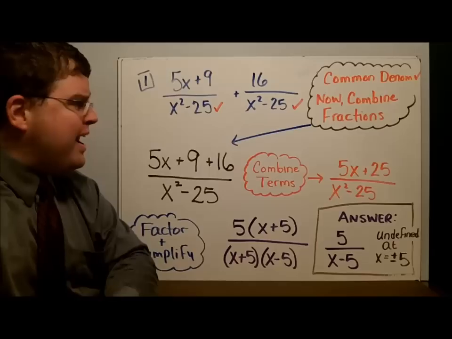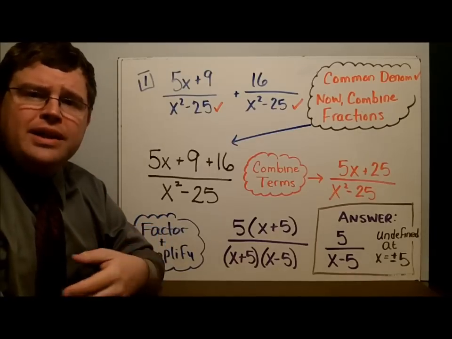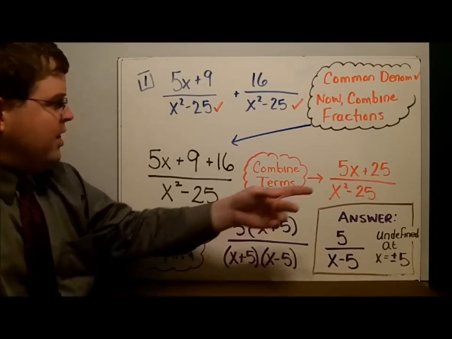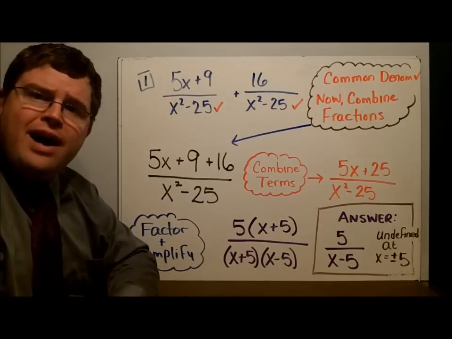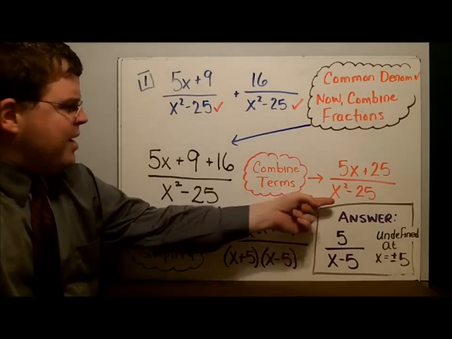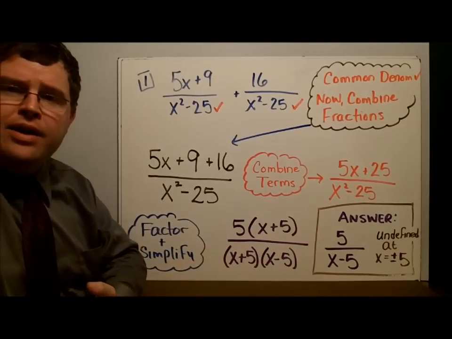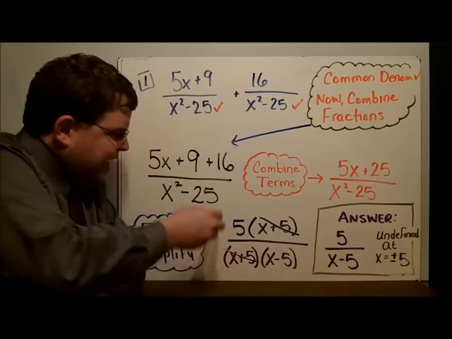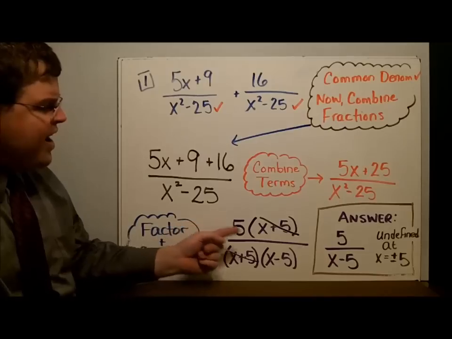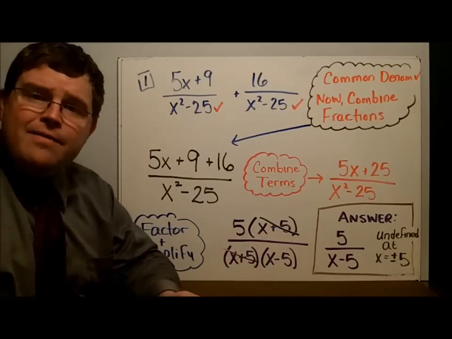Now that we've done that, we can go ahead and do what we've always done: factor and cancel. We factor the numerator, we end up with 5 times (x plus 5). When we factor the denominator, we have (x plus 5) and (x minus 5). We have x plus 5's here that cancel out. We're left with 5 over x minus 5.